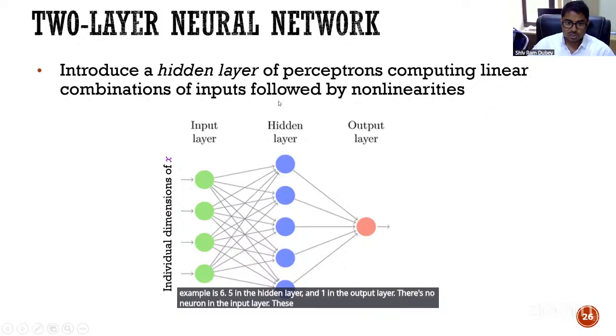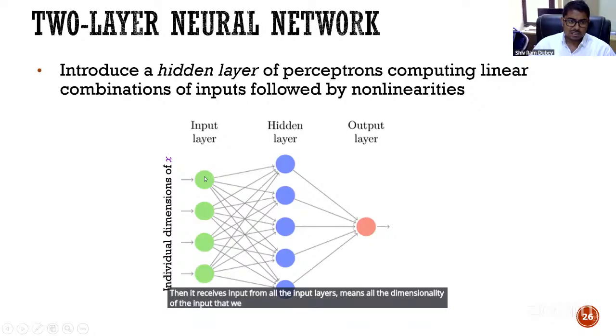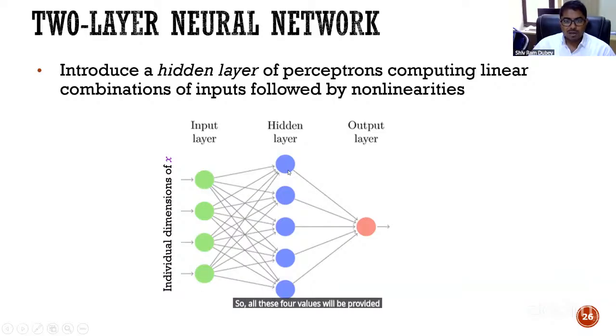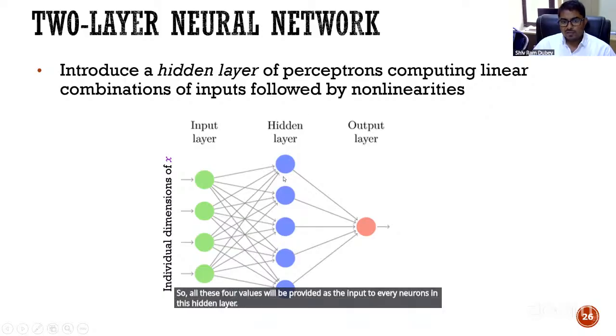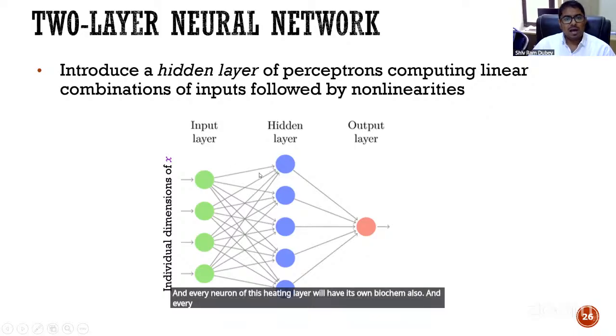These are input values. So what happens? Every neuron in the hidden layer receives input from all of the input layer, meaning all the dimensions of the input that we have. In this case, my input is a 4-dimensional vector because we have these 4 values shown in the input layer. All these 4 values will be provided as input to every neuron in this hidden layer. Every neuron of this hidden layer will have its own bias term also, and every connection here will have parameters or weights. Every neuron will have its own set of parameters.